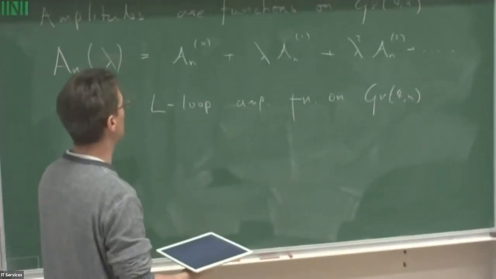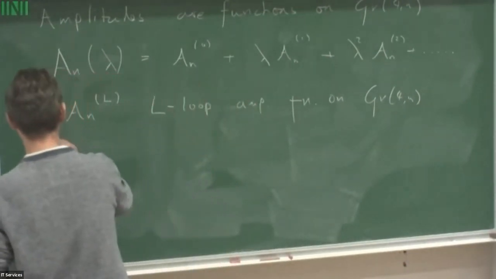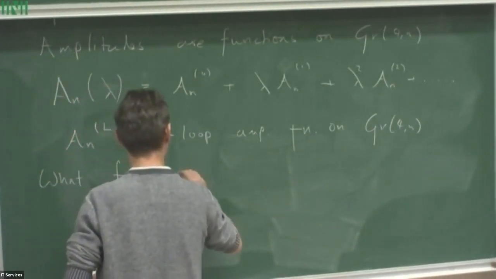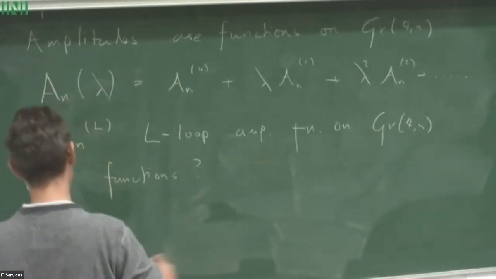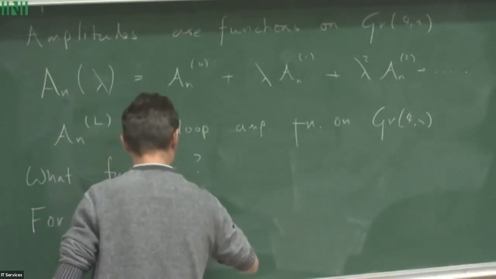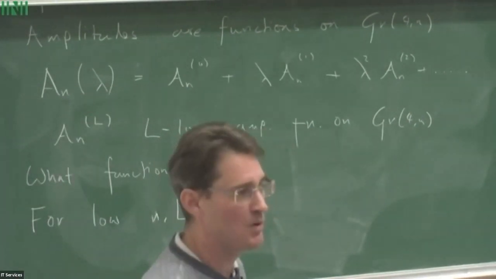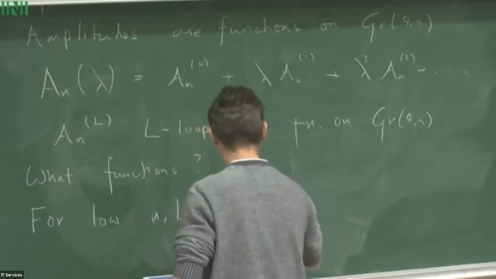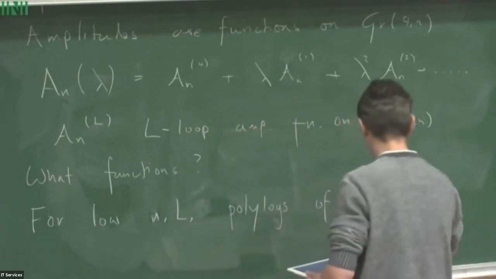Okay, now what kinds of functions are these? So at least for low n and L, so what functions? If I take low multiplicity and low loop order, where we have data, the relevant functions are polylogarithmic. Okay, so they're polylogs of weight 2L.